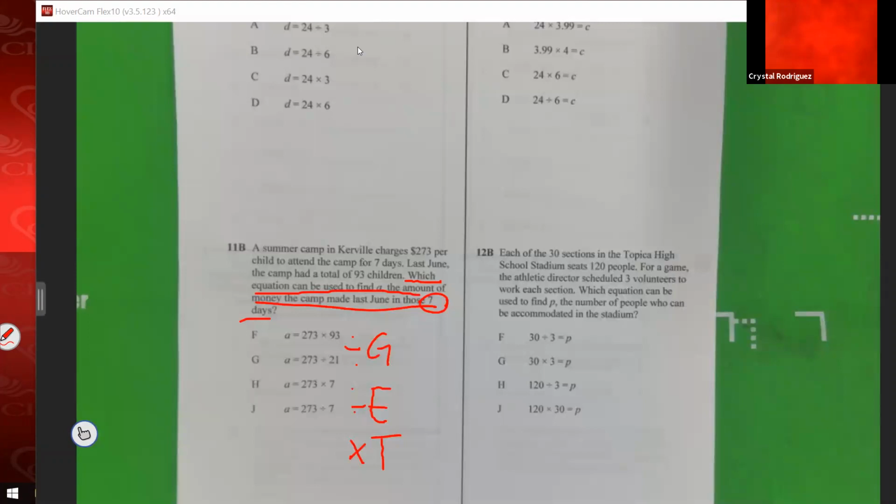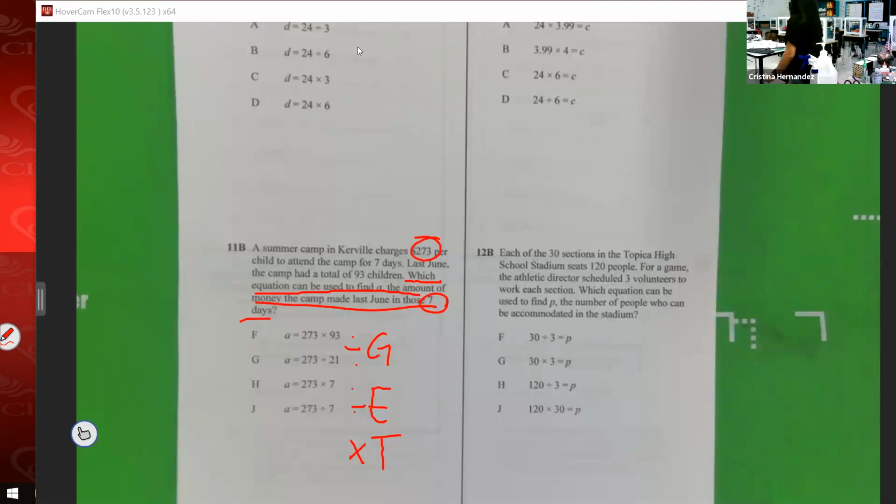273. So we probably need that number, don't we? Because we need to know how much they charged, right? So that's how much they charge per child. And I told Chloe per is similar to each. So 273 was there, and we're looking for the amount of money they made in how many days? 7. So where's 7 going to go at home?